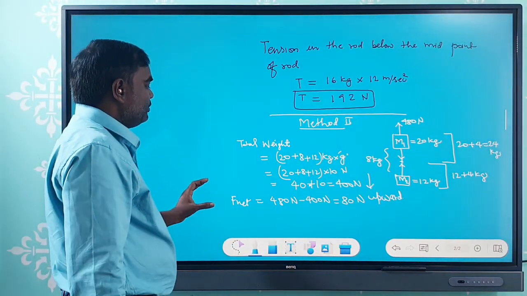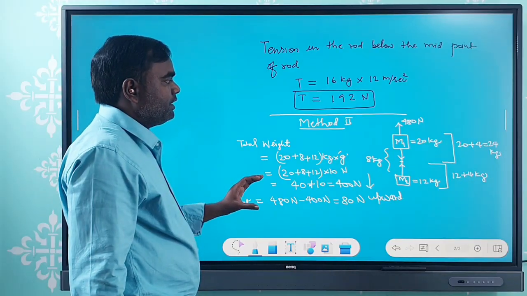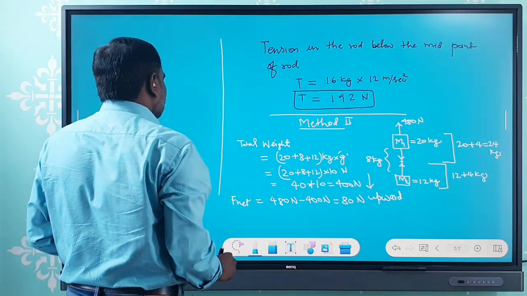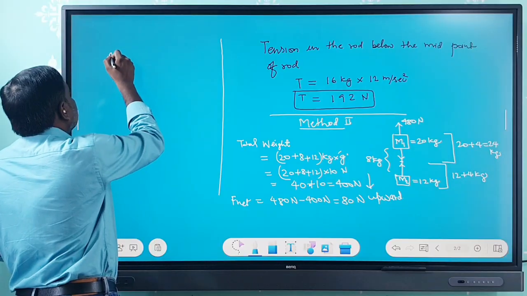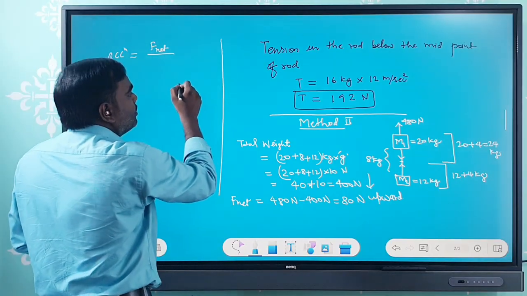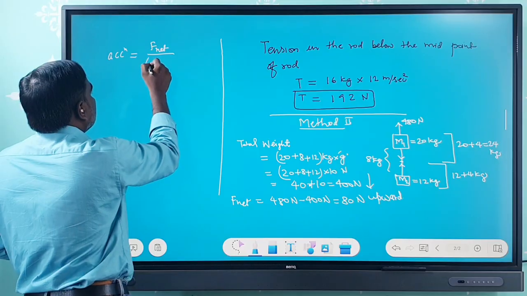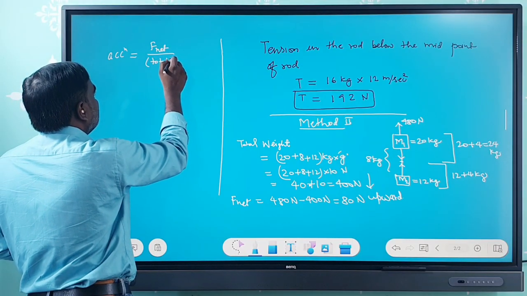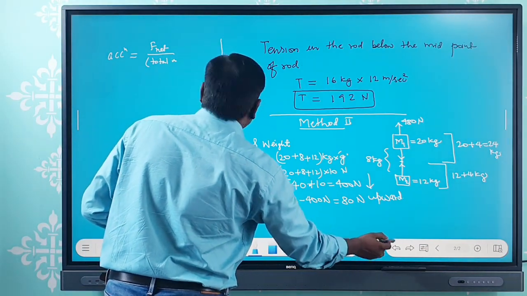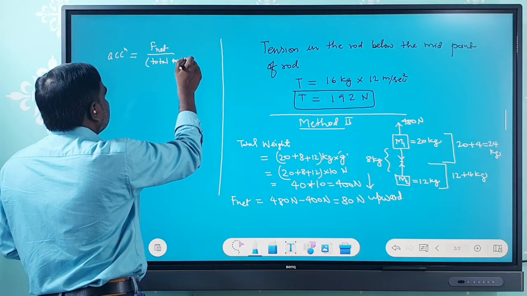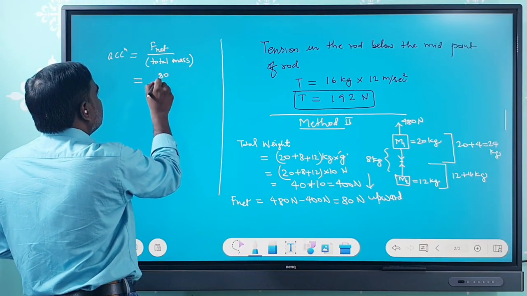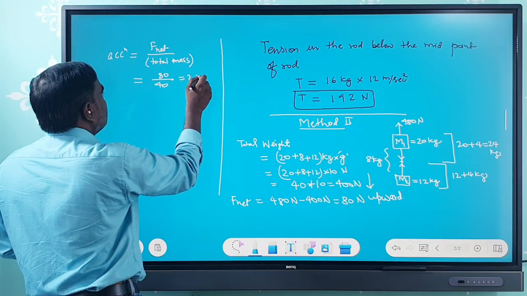Now because of this net force, there is an acceleration in the system that can be found. The acceleration is equal to F net upon total mass, that is 80 upon 40, which is 2 meter per second square.